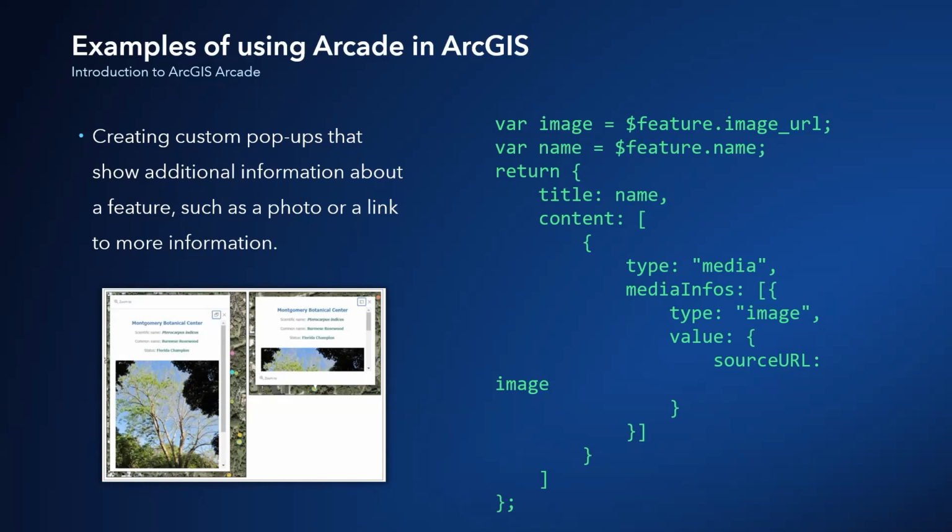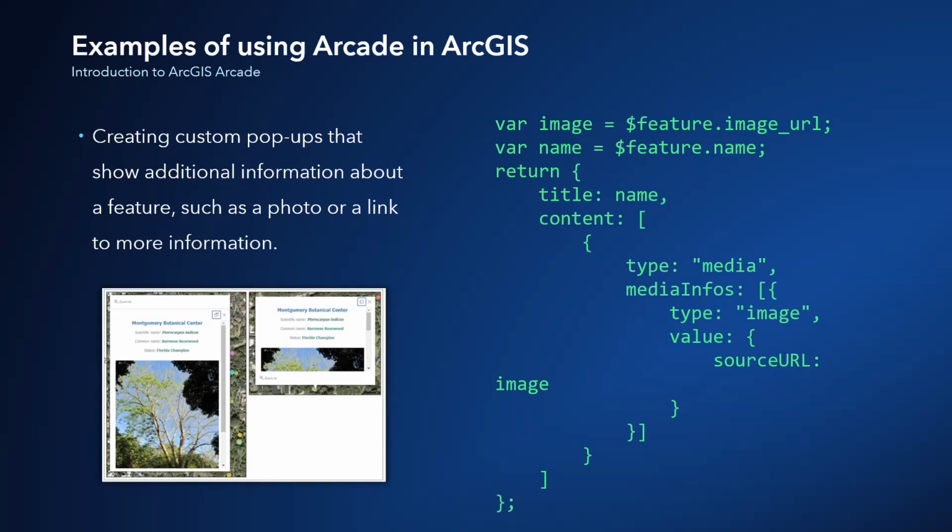The code will then create an object that contains two properties, title and content. The title property is set to the value of the name variable, which will be used in the title of the pop-up. The content property is an array that contains a single object, and the object has a type property set to media, which indicates that it'll display a piece of media in the pop-up. The media infos property is an array that contains a single object, and this object has a type property set to image, which indicates that it'll display an image.